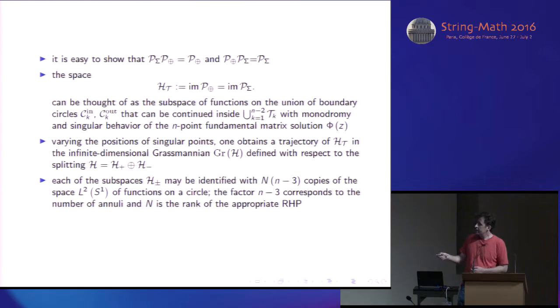And now, if we vary the positions of singular points, this space will vary as well, and so it will trace some trajectory in the infinite dimensional Grassmannian of H, which is defined with respect to the splitting. And actually, each of these subspaces can be identified with this number of copies of functions on the circle. So this factor corresponds to the number of annuli, and this factor corresponds to the rank of the Riemann-Hilbert problem.